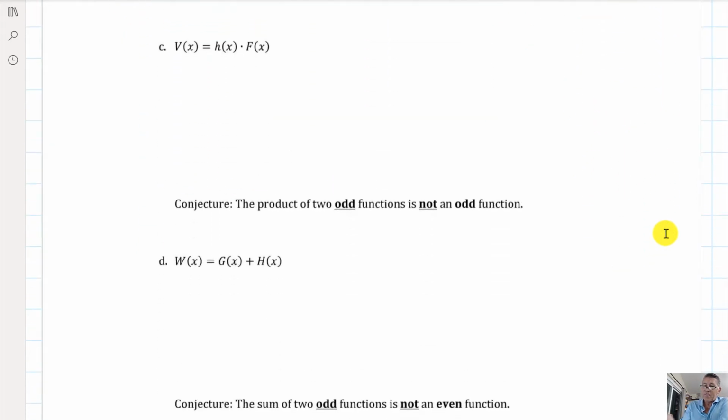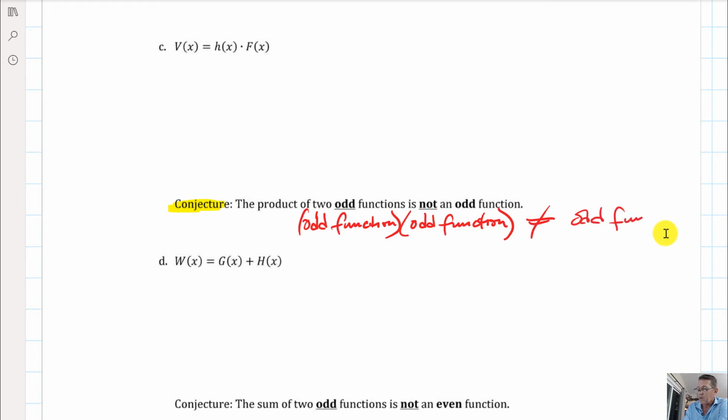All right, now part C. The conjecture is that a product of 2 odds is not an odd function. So it may be even, and it may be neither, but it definitely is not odd. An odd times an odd is not odd. So what I'm saying is that an odd function times another odd function does not equal an odd function. So you have to show that it's either even or neither.